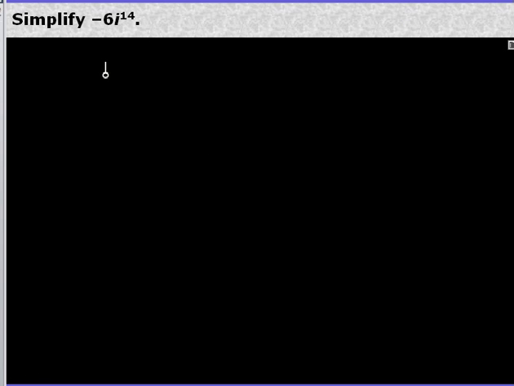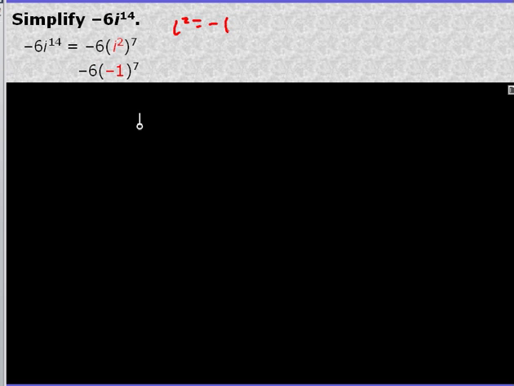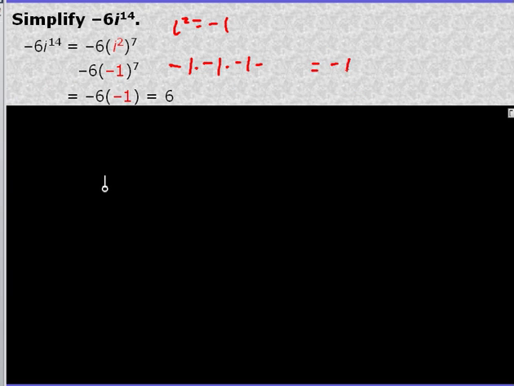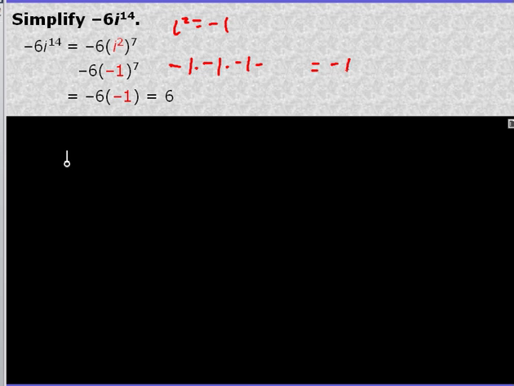All right, so simplify 6i to the negative 14. So we can rewrite this as negative 6 times i squared to the 7th. Remember, we know that i squared equals negative 1. So then it becomes negative 6 times negative 1 to the 7th. Negative 1 to the 7th is going to be negative 1. If we write it out 7 times, it's going to end up equaling negative 1. And negative 6 times negative 1 is 6. So if we rewrite the higher power in terms of powers that we know already, then we can easily calculate this.